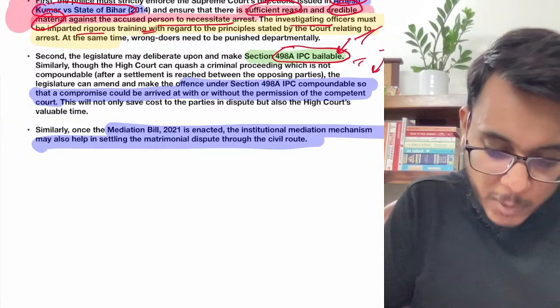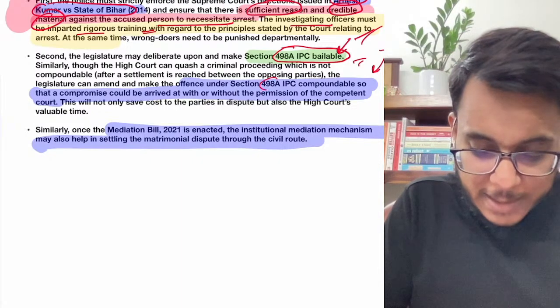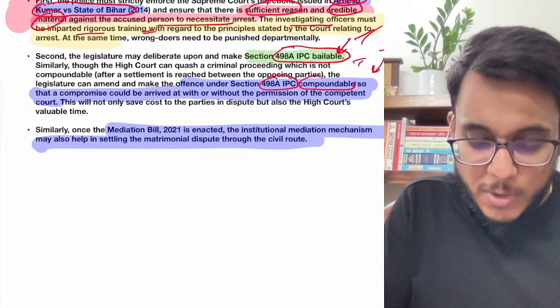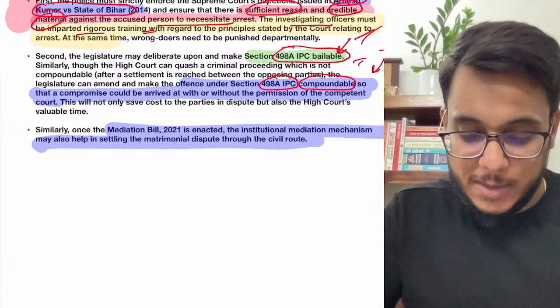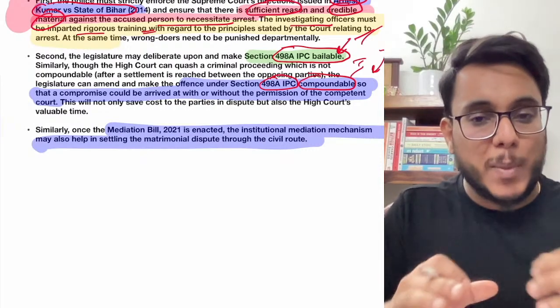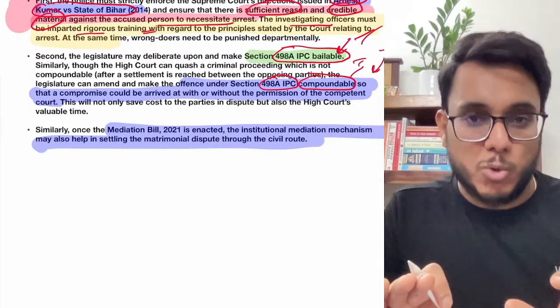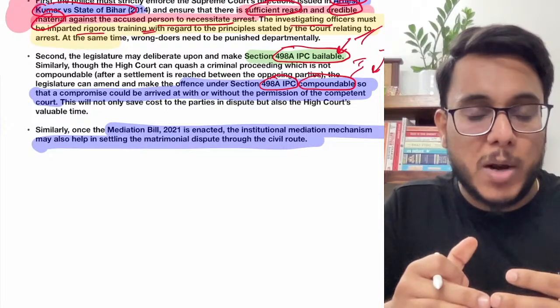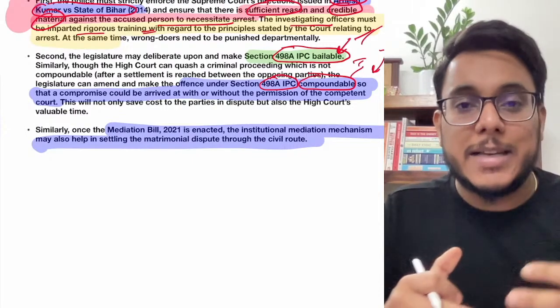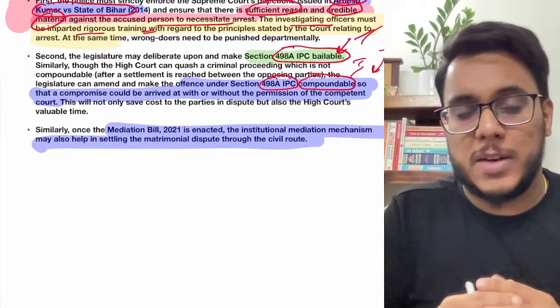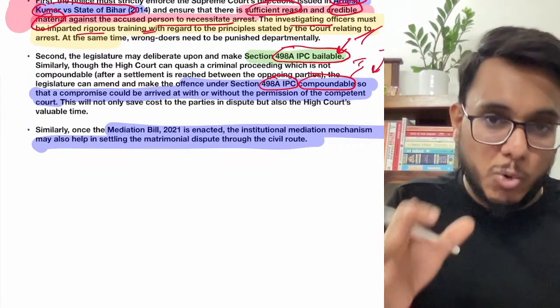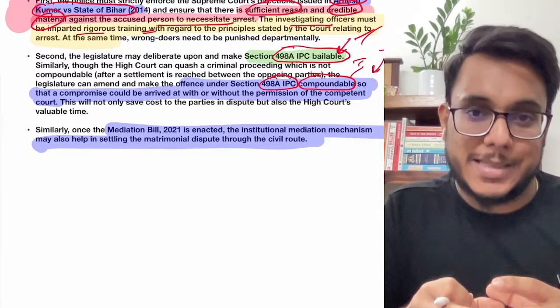After that, it has also been provided that Section 498A of IPC should be made compoundable. Now guys, there are two types of offenses, compoundable and non-compoundable. Compoundable means where a compromise can be reached between the two parties. Okay, and non-compoundable is where the two parties cannot reach a compromise. For example, if a murder is committed, the two parties cannot come to a compromise. Is it clear or not?